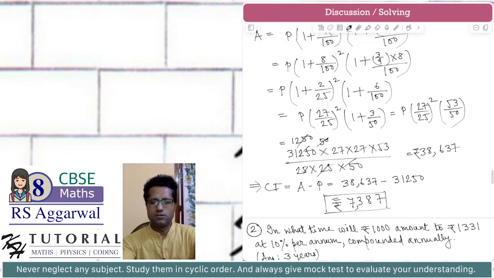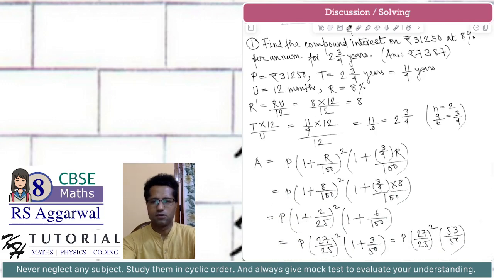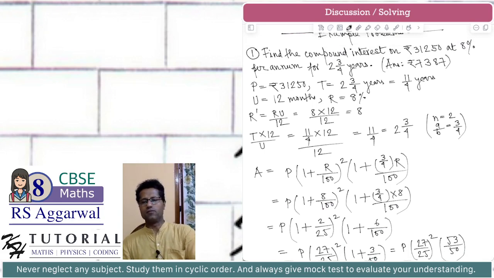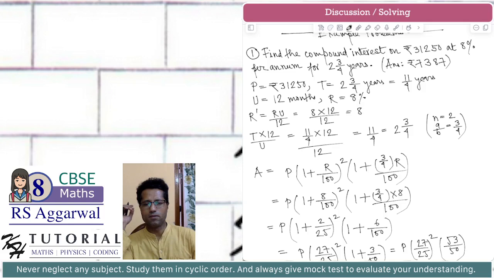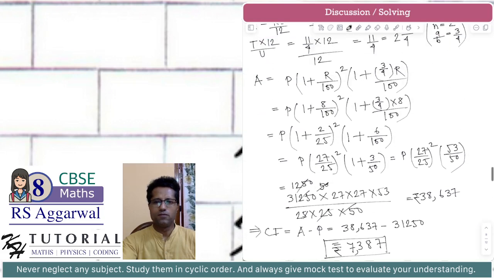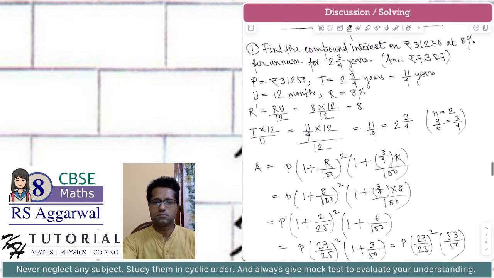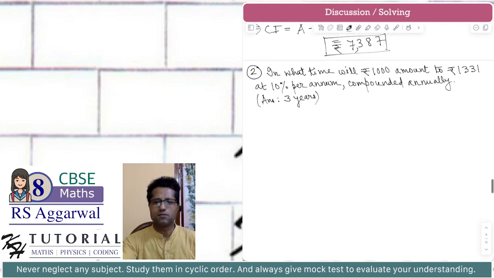Okay. So as you can see, using the general formula, we could easily solve the given problem. It is just that, based on the given information, you have to find what is R dash, and you have to know the value of n and a by b. N and a by b you will get from t multiplied by 12 divided by u. Okay. Let's see the next problem. If you wish, you can take a screenshot. Let's see the next problem.